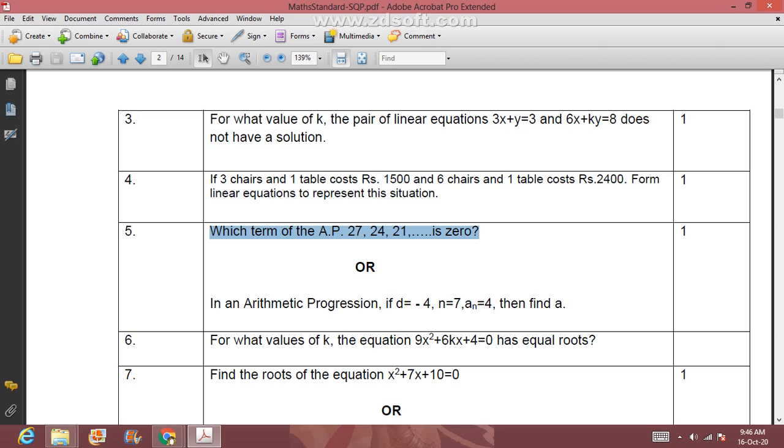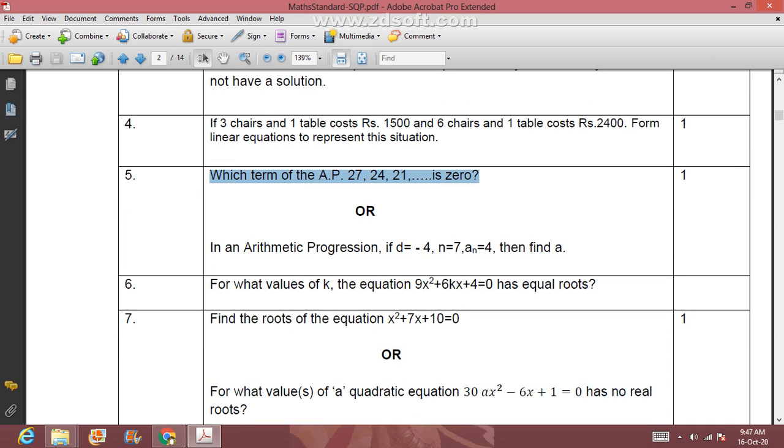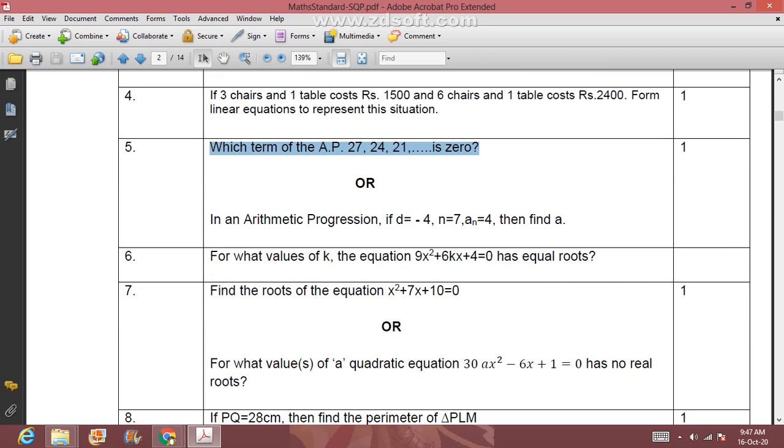Might be in the new question paper patterns, in the new question papers which the CBSE is going to issue, there will be more questions on the AP. But right now it is only one question on the arithmetic progression in this paper pattern. For what value of k the quadratic equations and linear pair of equations, more questions are there.